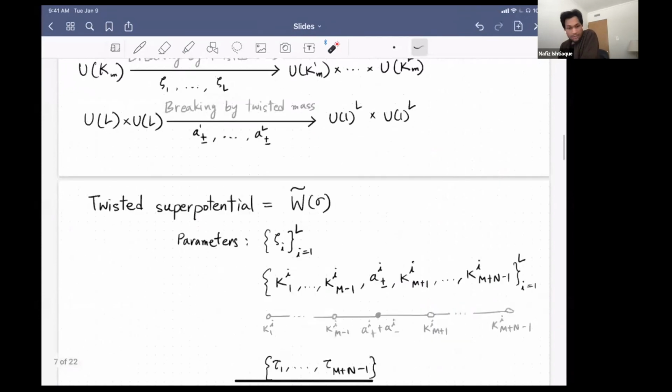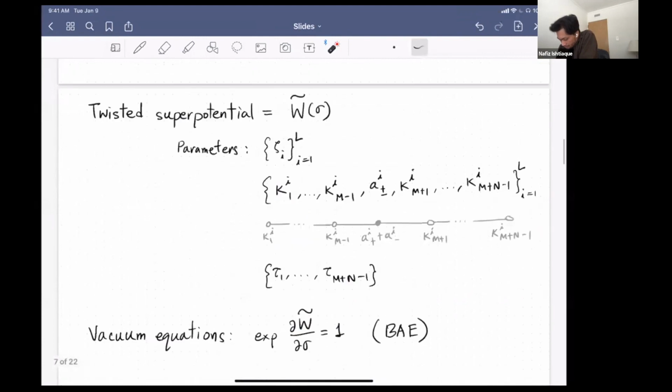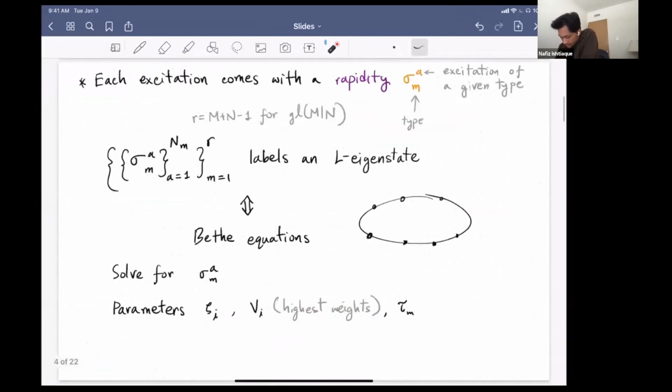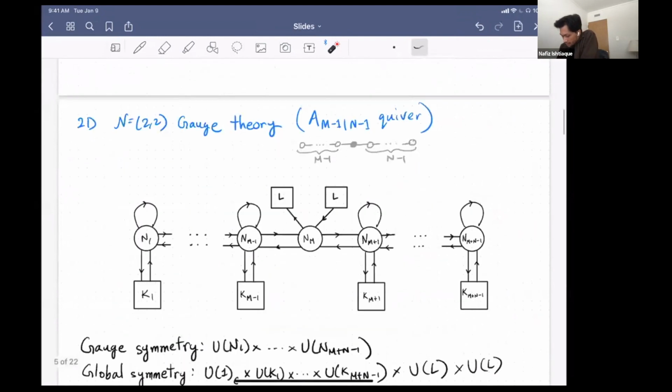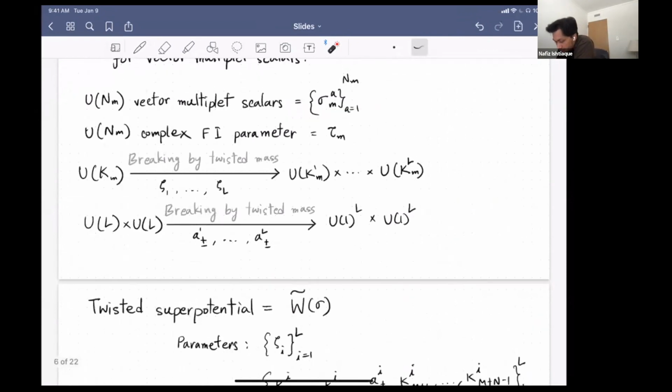And now to answer the question that Sharon asked about what is the matching of the parameters, I'm already using the same letters. So here I just said that these Bethe equations depend on the highest weights of the representations associated to the spin sites. Those highest weights are precisely these integers, which are the ranks of the flavor group after the breaking of the flavor symmetry.